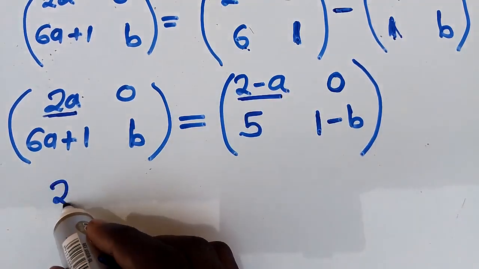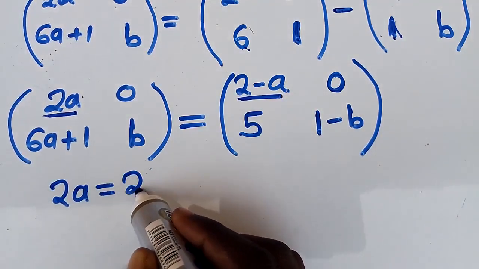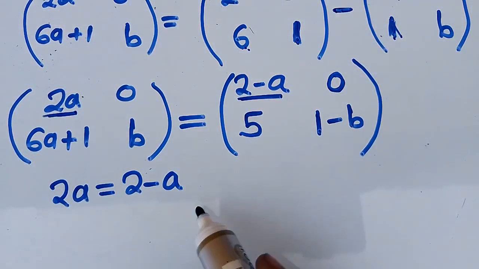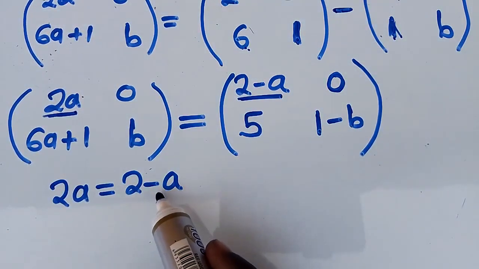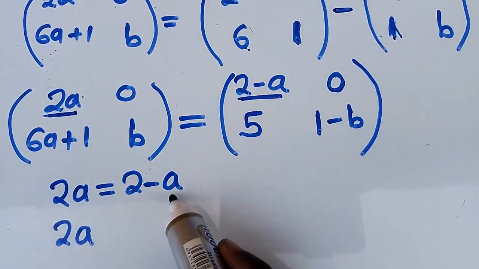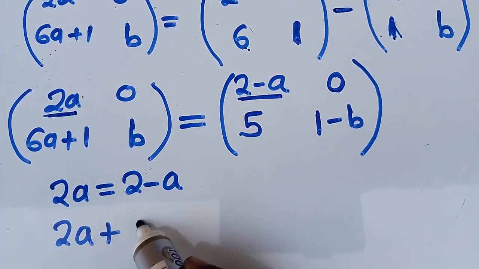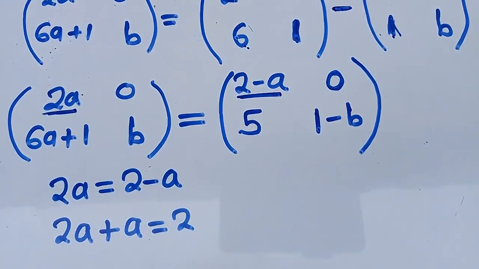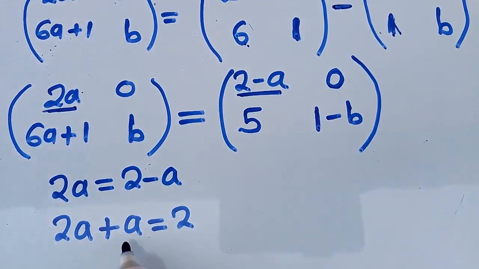So when I say 2a is equal to 2 minus a, have you seen? Then I solve for a, where I'm going to group like terms. 2a, when this one comes inside, it is plus a, which is equal to 2. So from here, I group like terms together, then I just add. This is 3a is equal to 2.